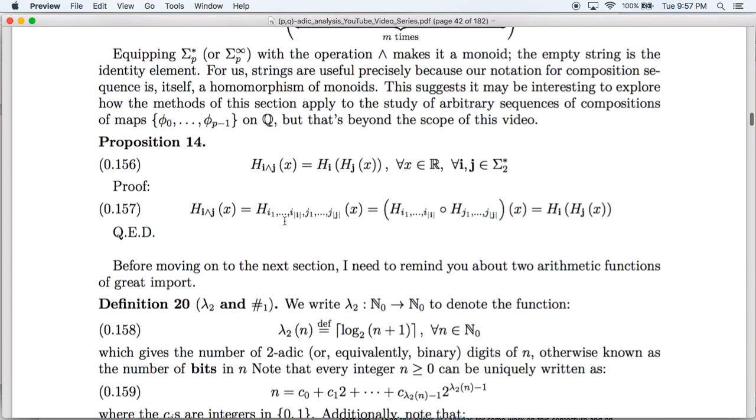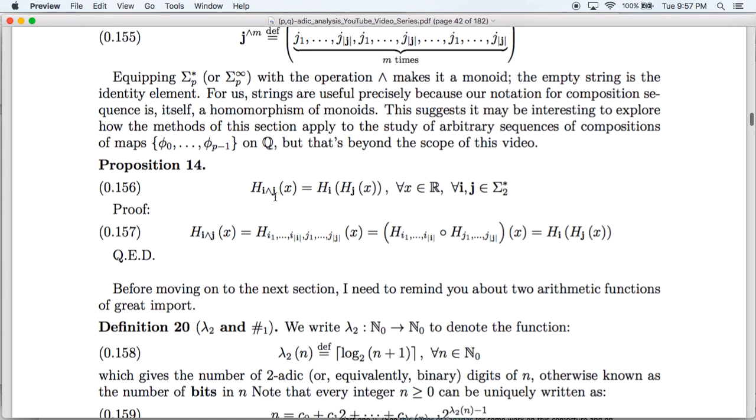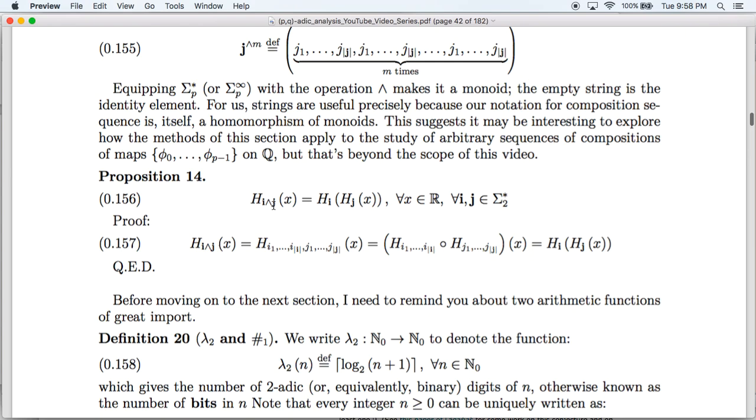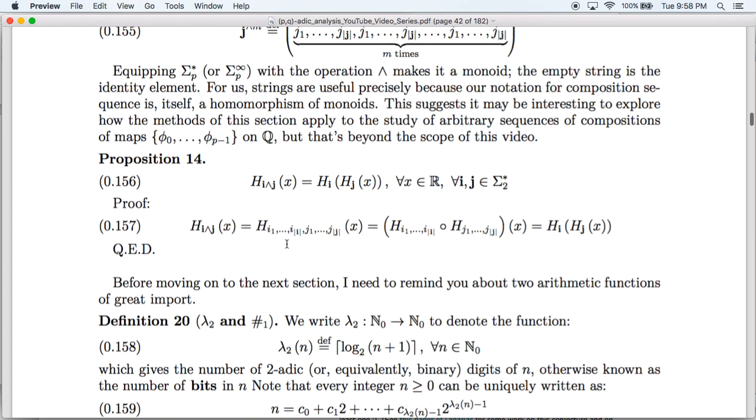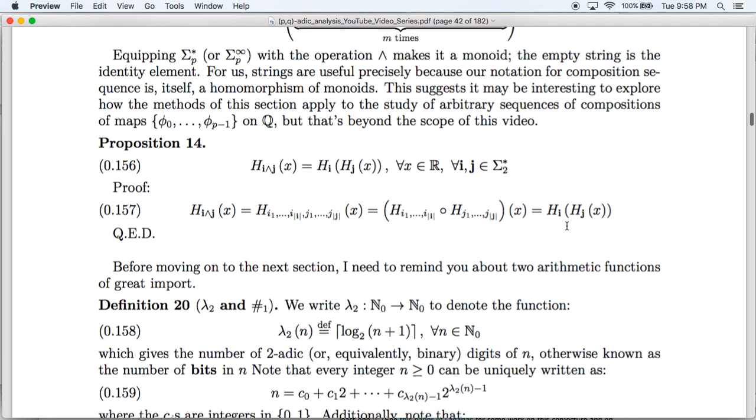So here's why we like string notation. H of i wedge j is H of i applied to H of j. In other words, our notation turns wedging into composition. And the proof is we just write out the definitions. We have this and that. It's by definition of our composition sequences, and voila.